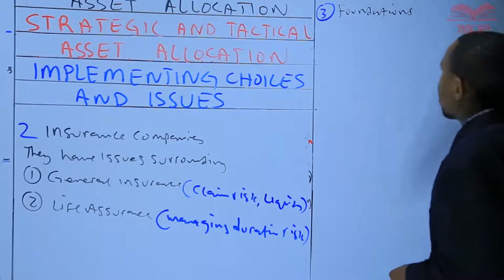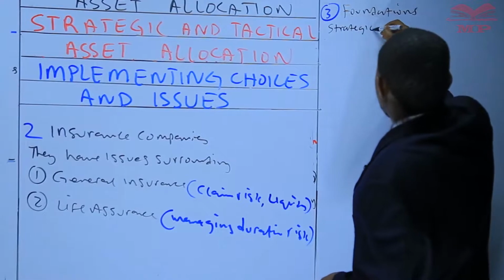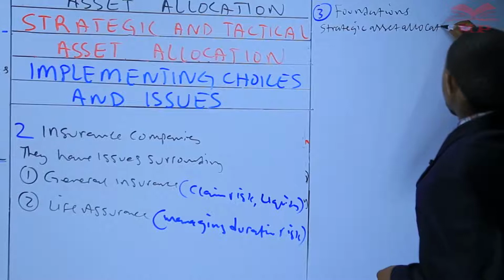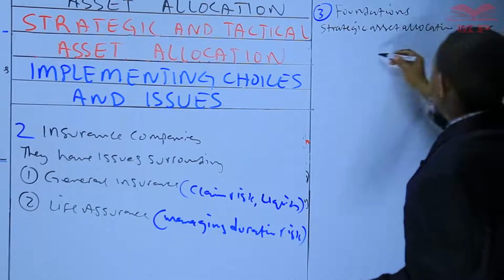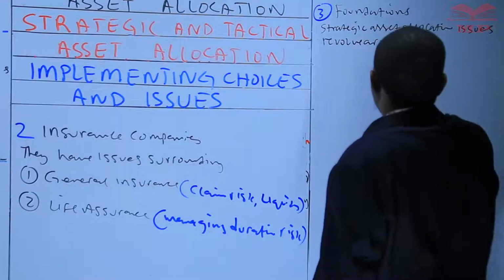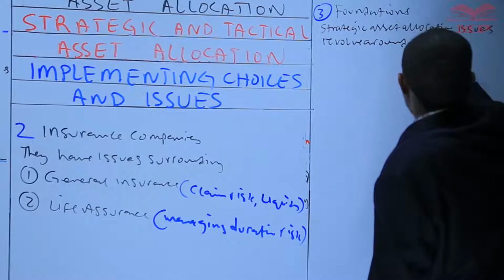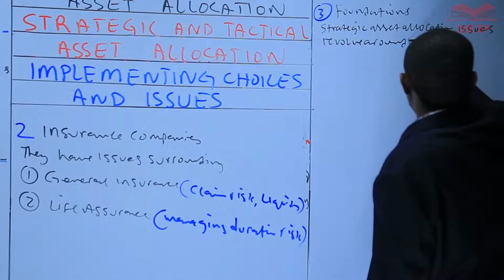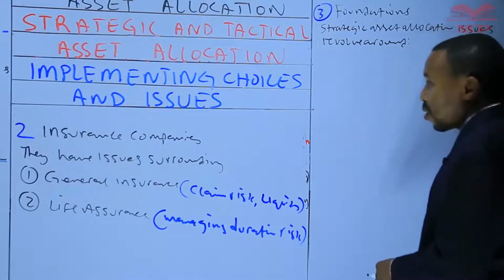We're talking about the issues. Strategic asset allocation issues revolve around funding requirements. So I said this should be in different colors. Here, funding requirements.